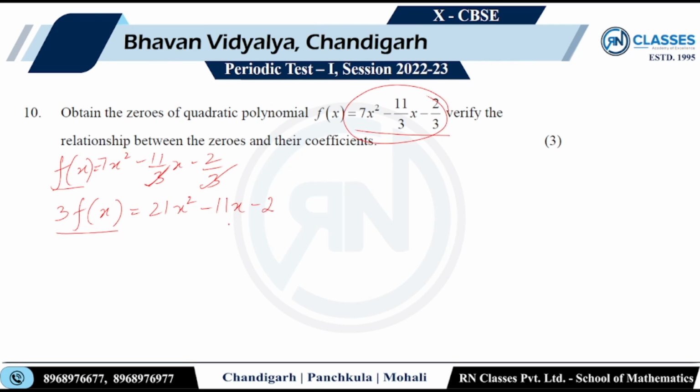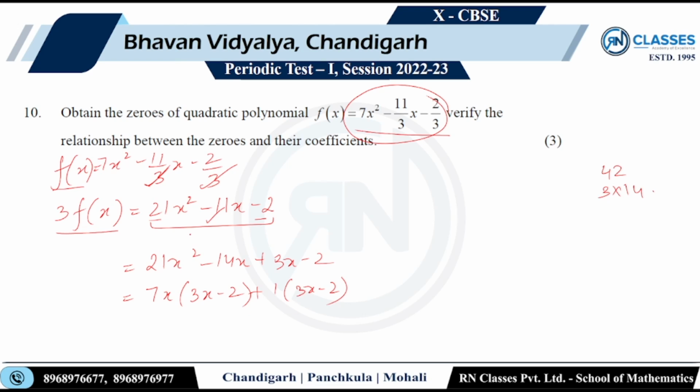Cool. So I will try to find the zeros of this. So basically I try to factorize. So 21 into minus 2, that is minus 42, and I want my sum to be minus 11. So 3 into 14 would work, right? So 21x square minus 14x plus 3x minus 2. 7x common, so 3x minus 2 plus 1 common into 3x minus 2. Right, so my factorization is basically (7x plus 1) (3x minus 2). This is 3 of f of x, right? I want the zeros for f of x, right?